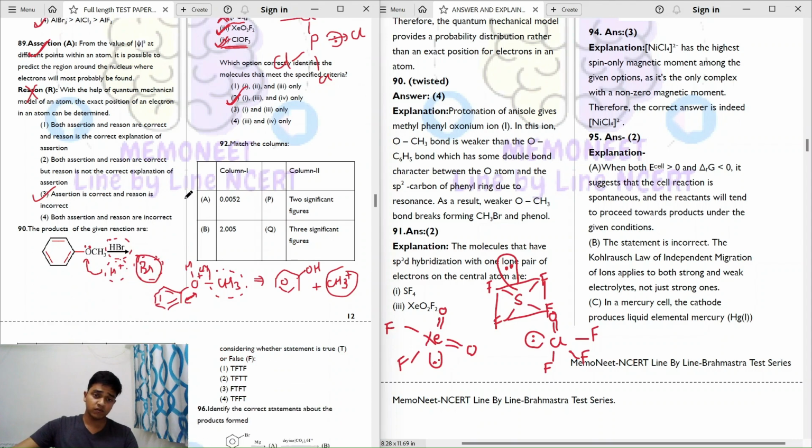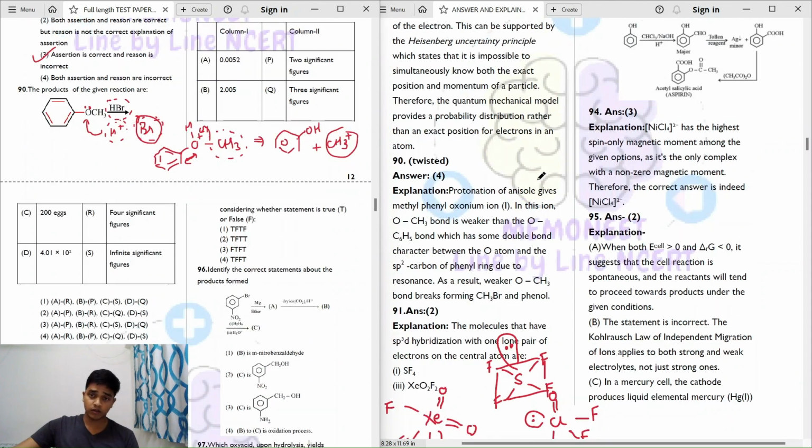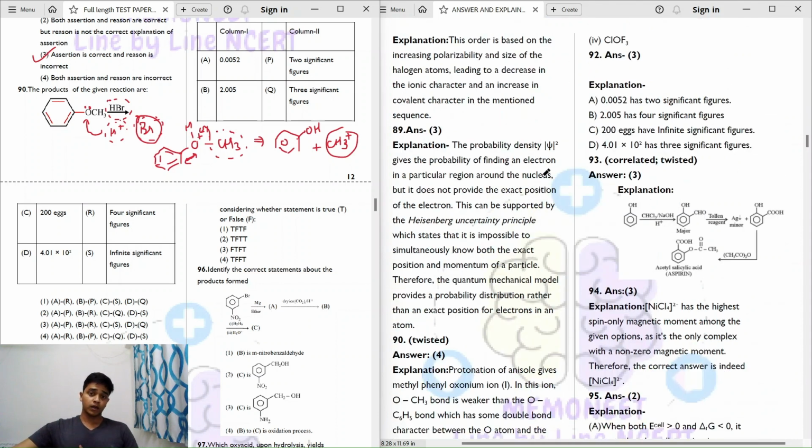Moving on to the next question, we have a match the columns type of question, and it talks about significant figures. I feel that most students hate this concept of significant figures because it might be confusing sometimes. So let's discuss this question. In column 1 we have four different quantities, and we have to tell how many significant figures are present in them.